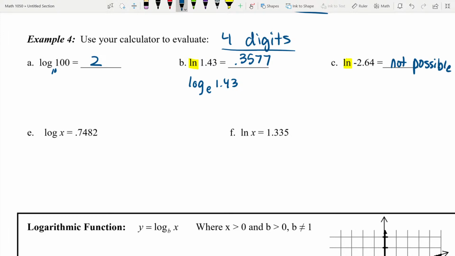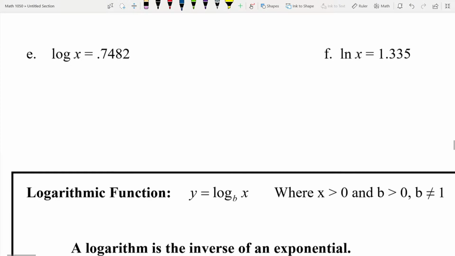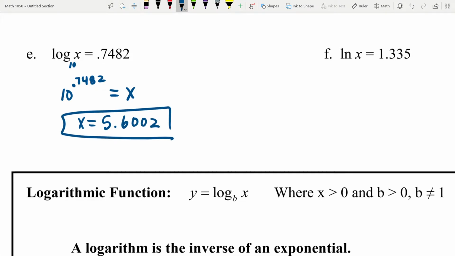Okay, this one right here, this is log base what, everybody? Log base 10. So I'm stuck. When I'm stuck, I convert. So everybody go 10 to the 0.7482 is equal to x. Then go 10, caret button, 0.7482, hit enter, 4 digits, x equals 5.6002. There's my answer. So I just converted it.